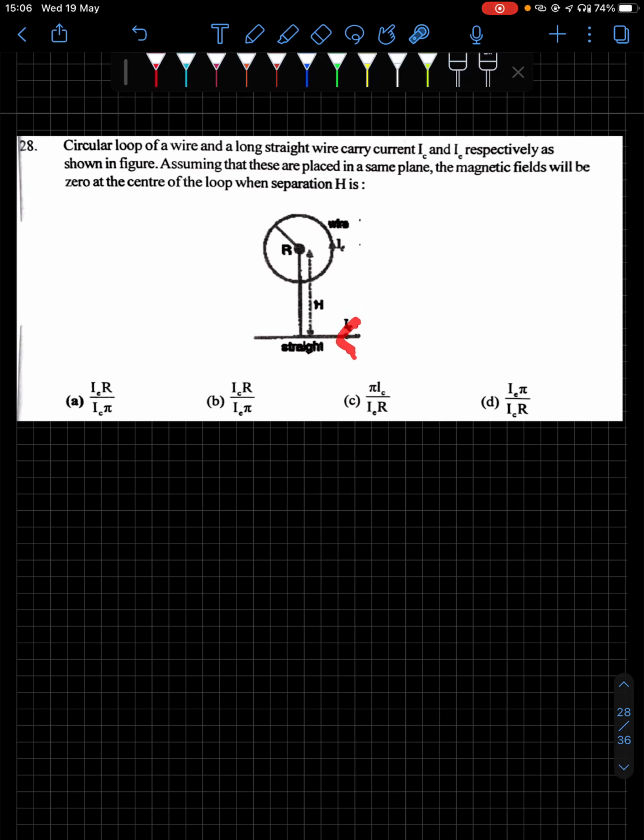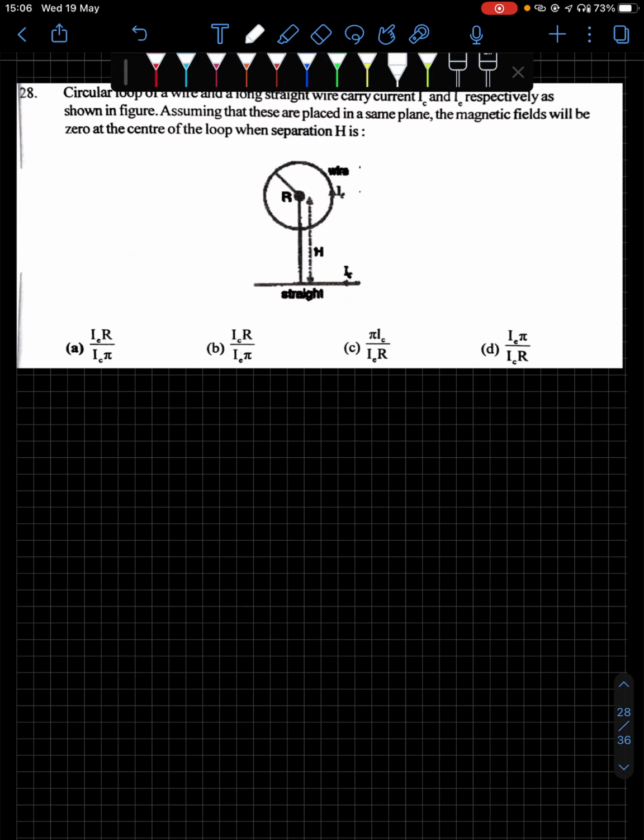If you apply the right hand thumb rule here, for this straight wire, if you place the thumb along this direction, then the fingers will curl this way. That means at the center, the field will enter inside due to this straight wire. Now for this circular wire also, if you place your fingers along the direction of the current, then the thumb will point inwards at the center. So again, this is also entering. So the net magnetic field at the center of the circle will be the addition of both the magnetic fields. Okay, I hope this is clear.